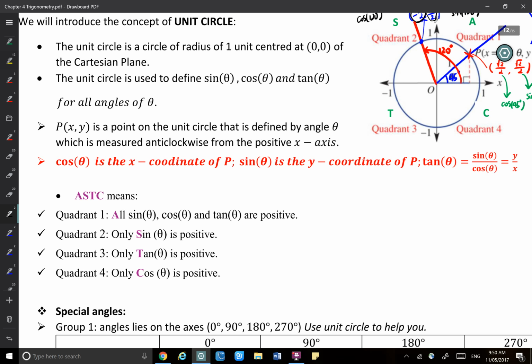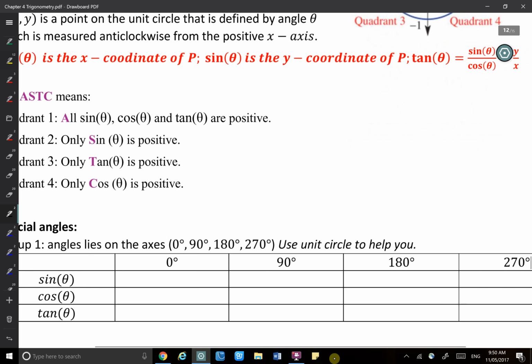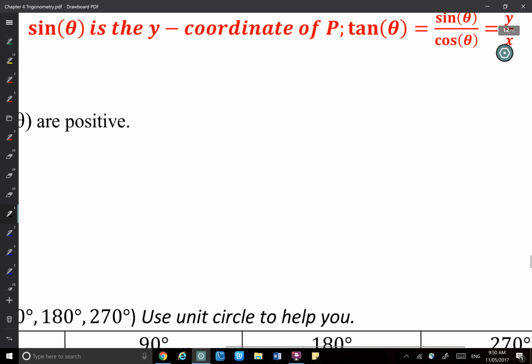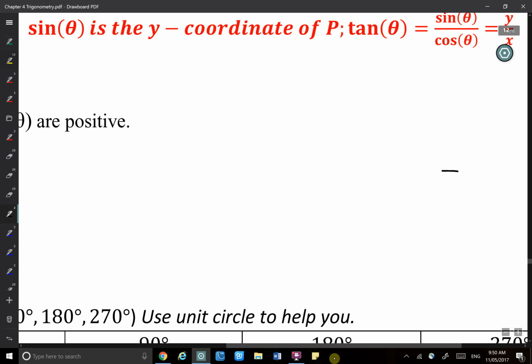ASTC, this is the very important thing. Let's draw another Cartesian plane, like a unit circle, here.